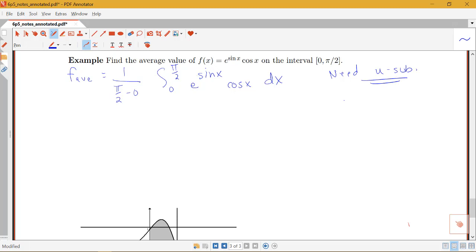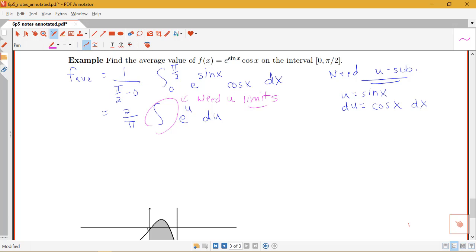Notice that I need to take u to be sine x, so that my du is the derivative of sine x, which is cosine x dx. So I'm going to have 1 divided by pi over 2, which will be 2 over pi, times the integral of e to the u du. And now I have to remember to change my limits. So I need to make sure I get u limits.